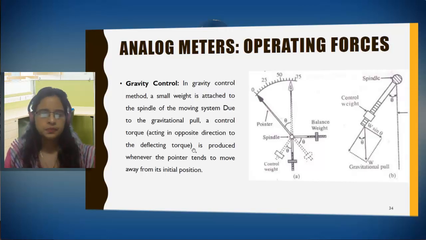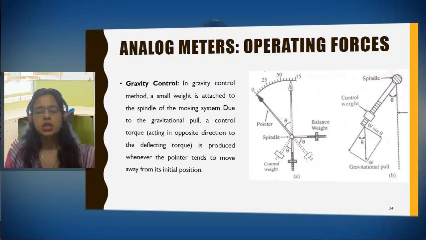controlling force. Okay, due to the gravity pull, a controlling torque acting in the opposite direction to the deflecting torque is produced whenever the pointer tends to move away from its initial position. So whenever the pointer tries to move from the initial position, one component of the gravitational pull will always pull the pointer back to its initial position.